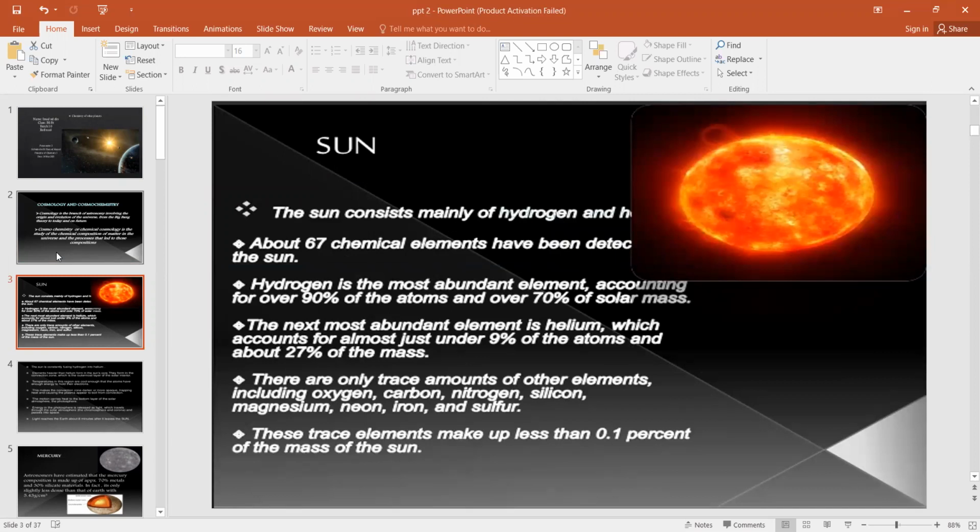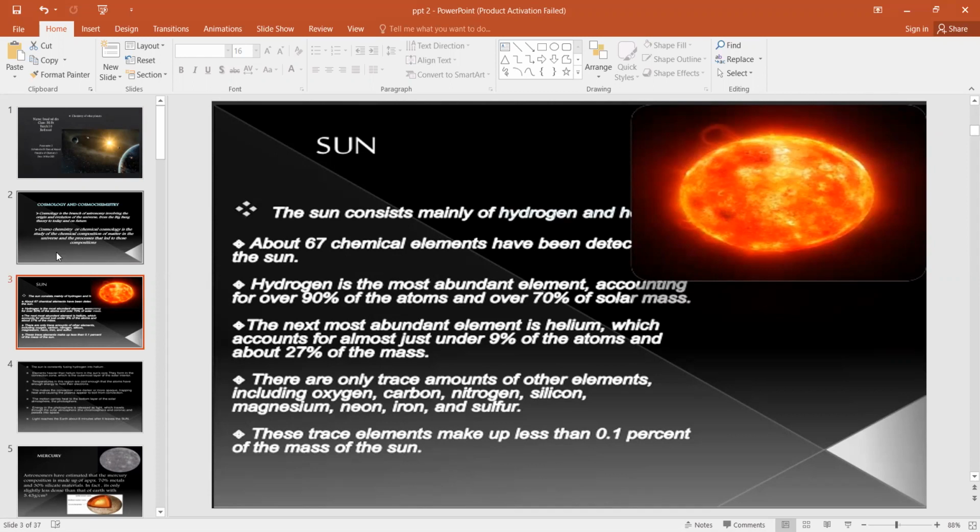Sun. So Sun is the star at the center of the solar system. It is a nearly perfect sphere of hot plasma heated by nuclear fusion reactions in its core, radiating the energy mainly as visible light and infrared radiations. It is foremost the most important source of energy for the life that is present on the Earth.